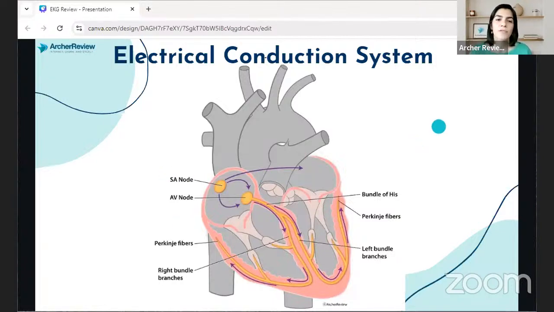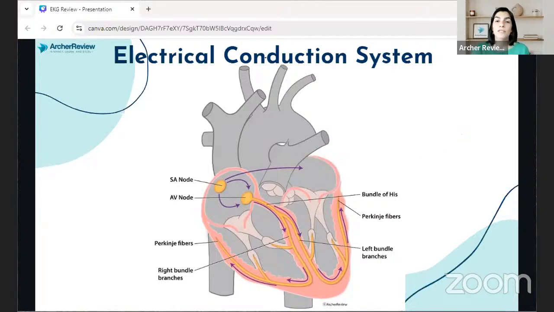That impulse travels across the right and the left atria, slows down a little bit right before it reaches that AV node to allow for that atrial contraction, and then it travels through that AV node down that bundle of His and splits off into that left and right bundle branches and allows for that ventricular contraction. So that is the basic concept for your electrical conduction system. It goes around in a loop like that.